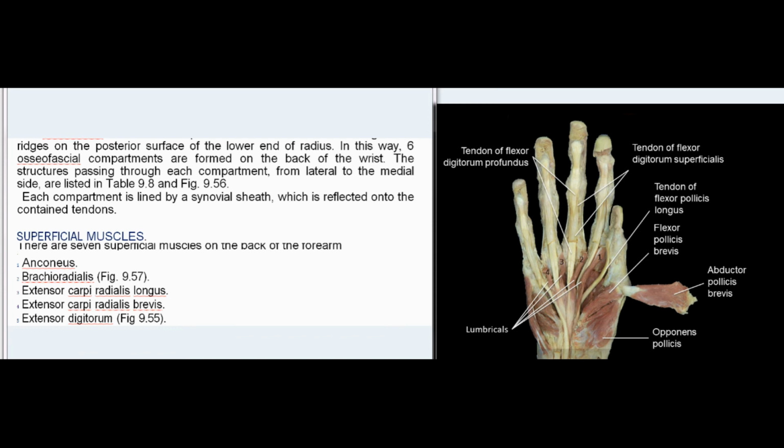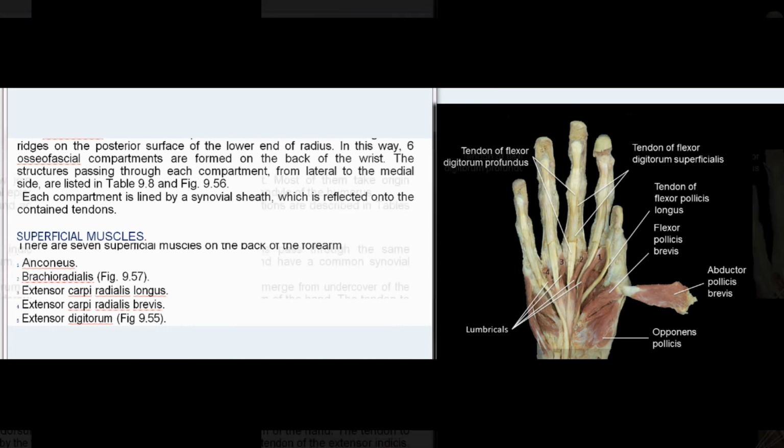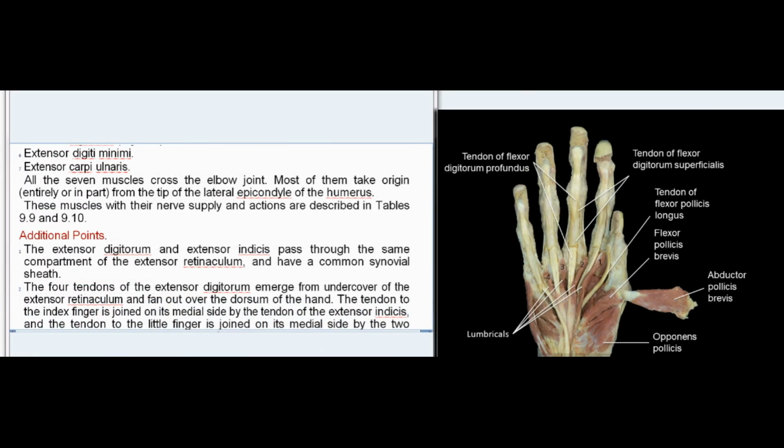Superficial muscles. There are 7 superficial muscles on the back of the forearm: 1. anconeus, 2. brachioradialis, Fig 9.57, 3. extensor carpi radialis longus, 4. extensor carpi radialis brevis, 5. extensor digitorum, Fig 9.55, 6. extensor digiti minimi.